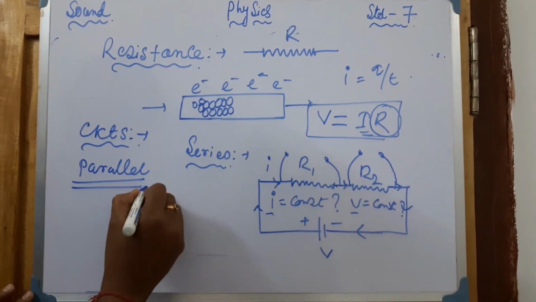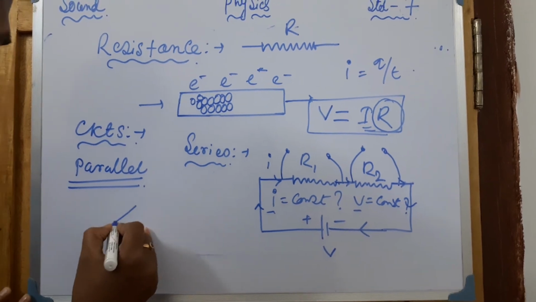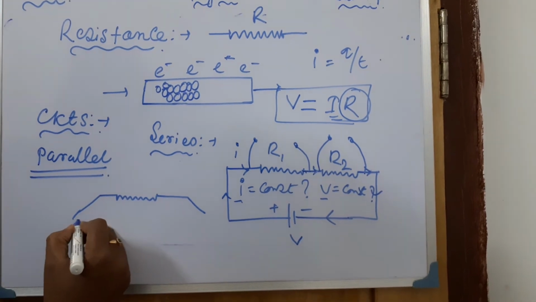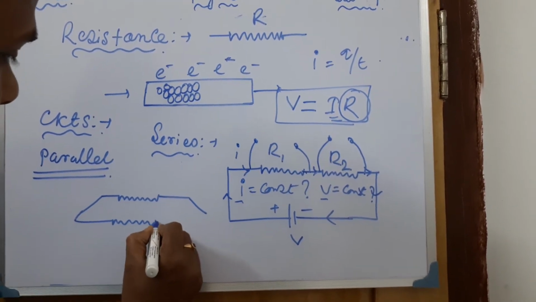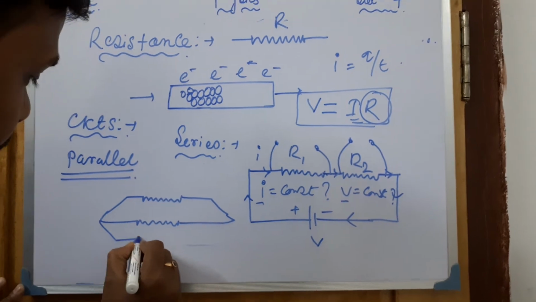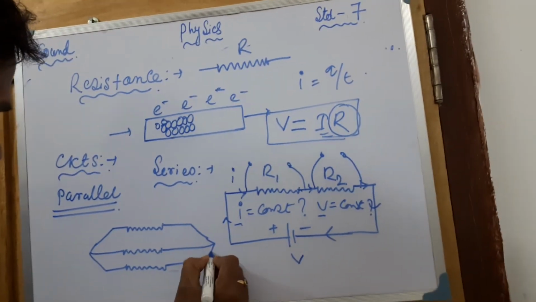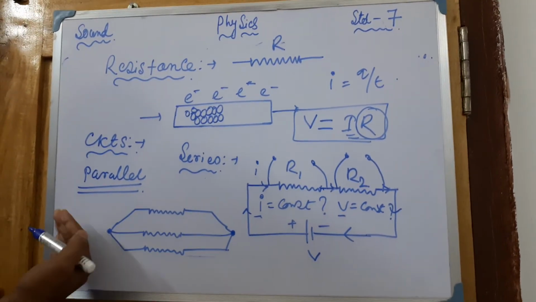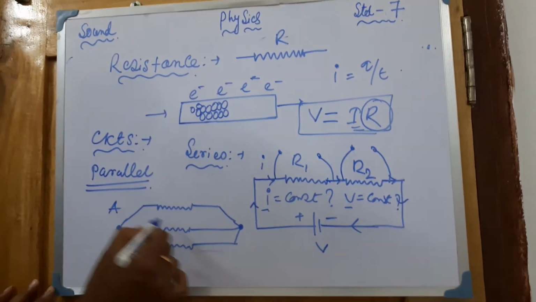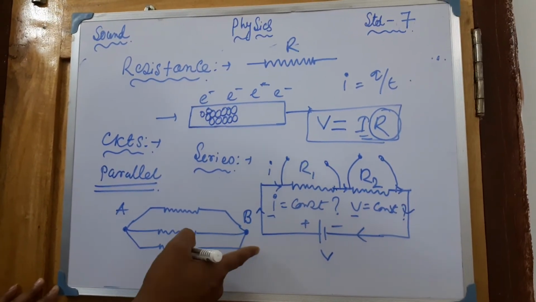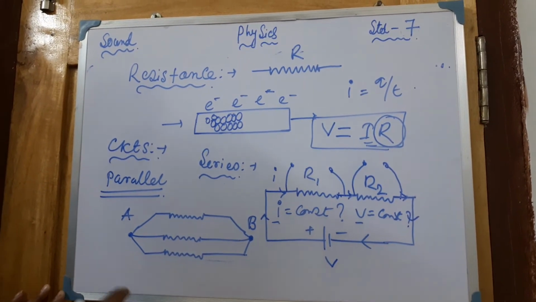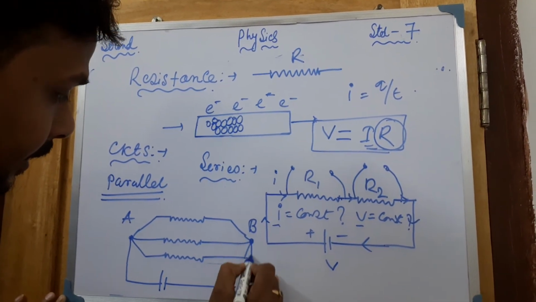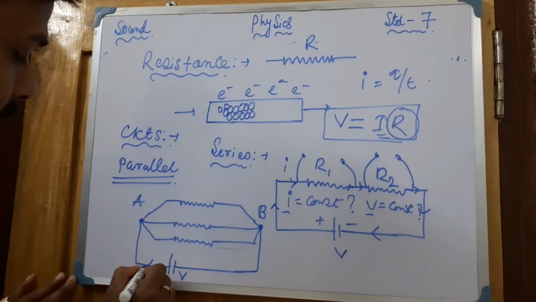Parallel circuit means what type of thing? Suppose you draw two or three resistances. Suppose I have drawn three resistances here. Now all the resistances are connected at certain points. This side is connected at a particular point A, and this side at a particular point B. Now we are giving the supply, voltage V.